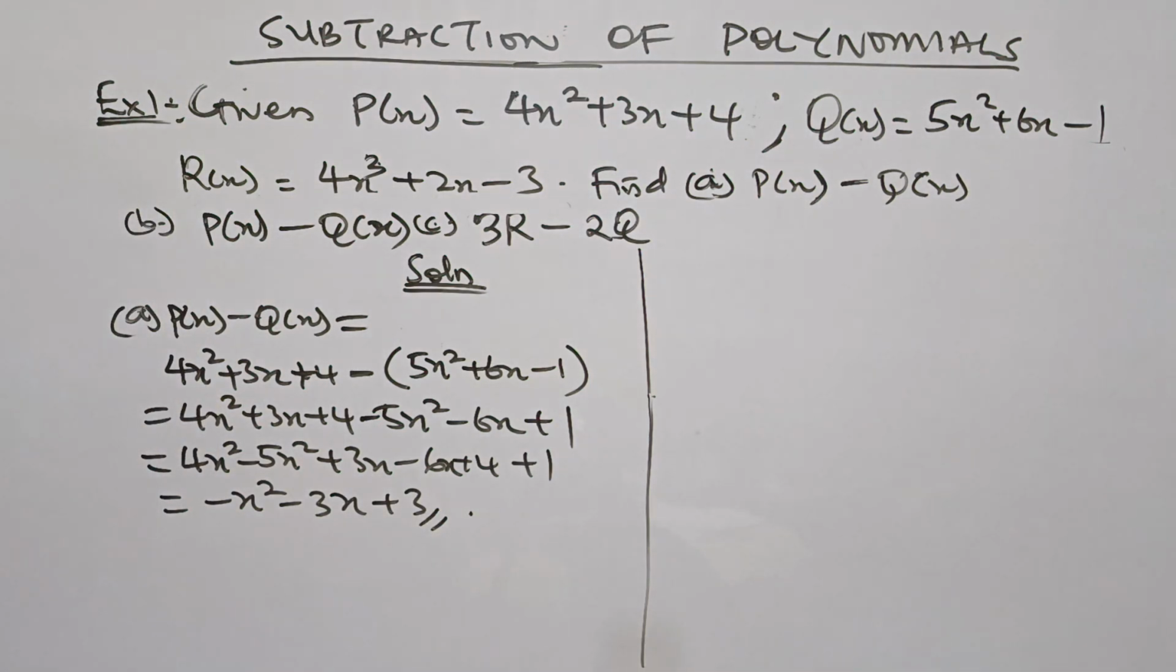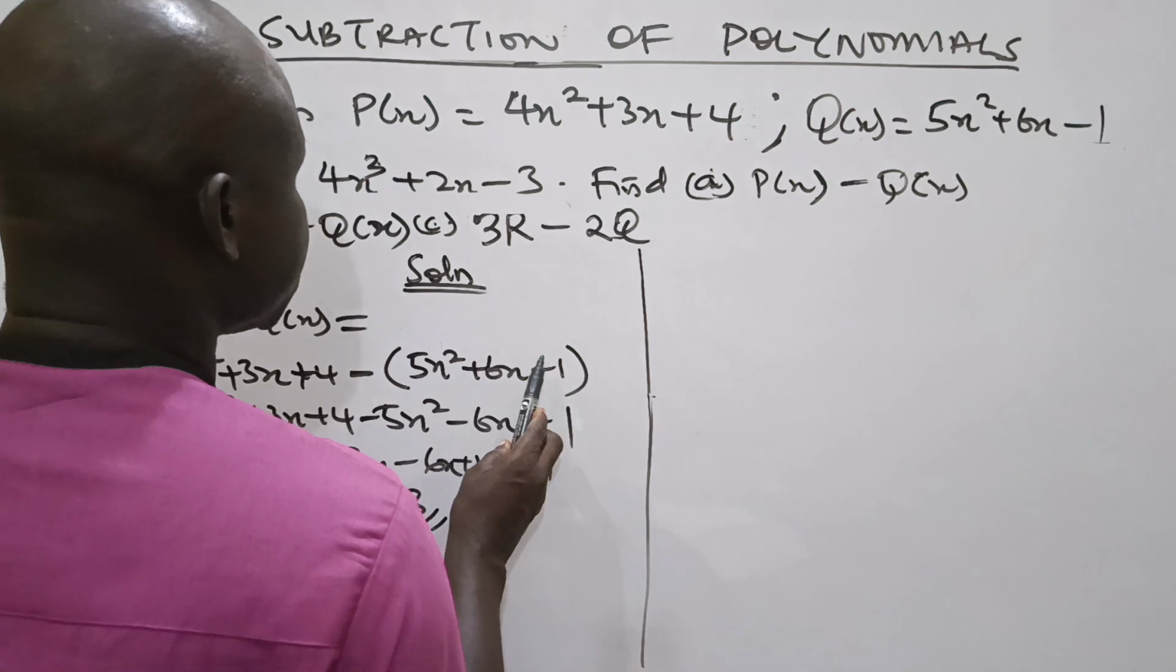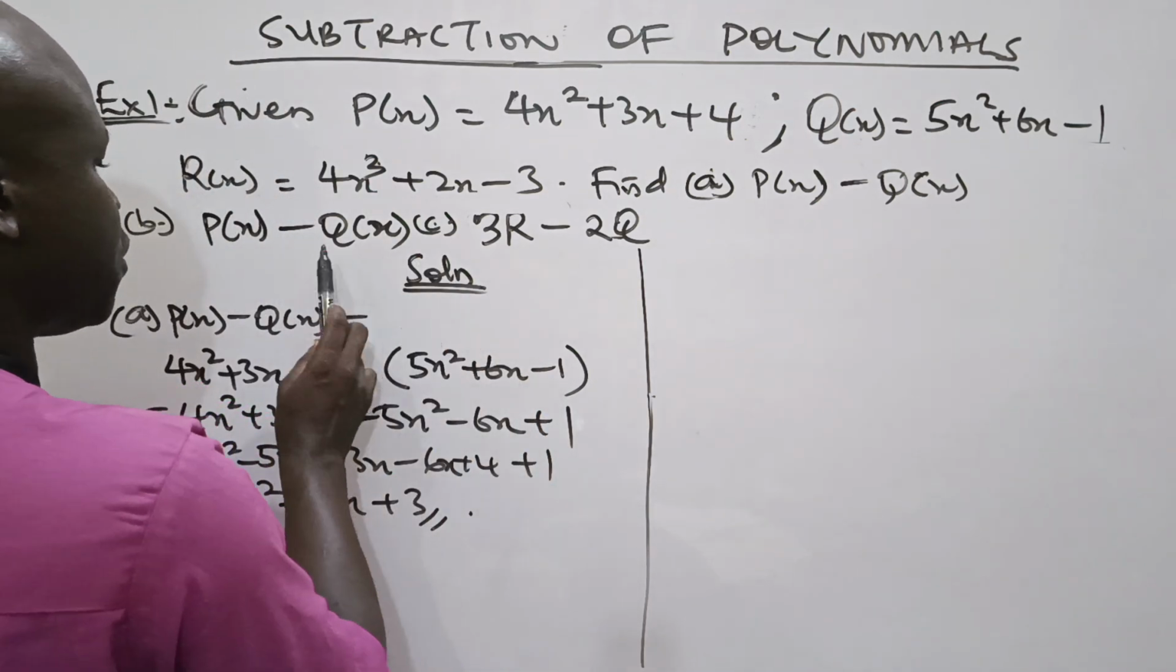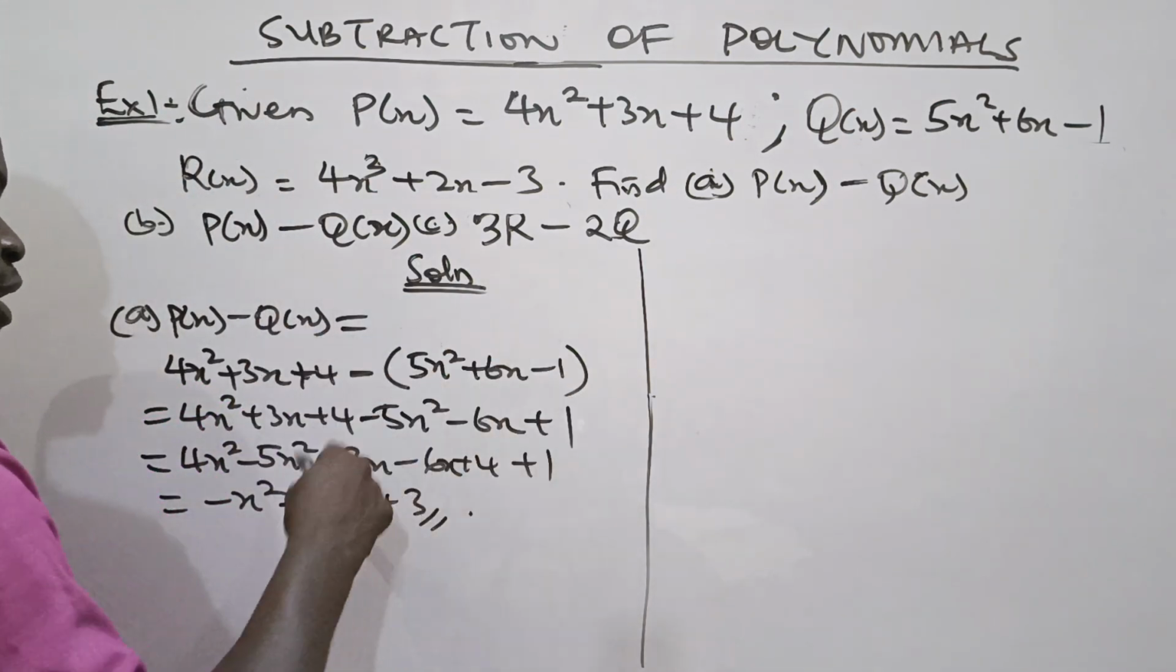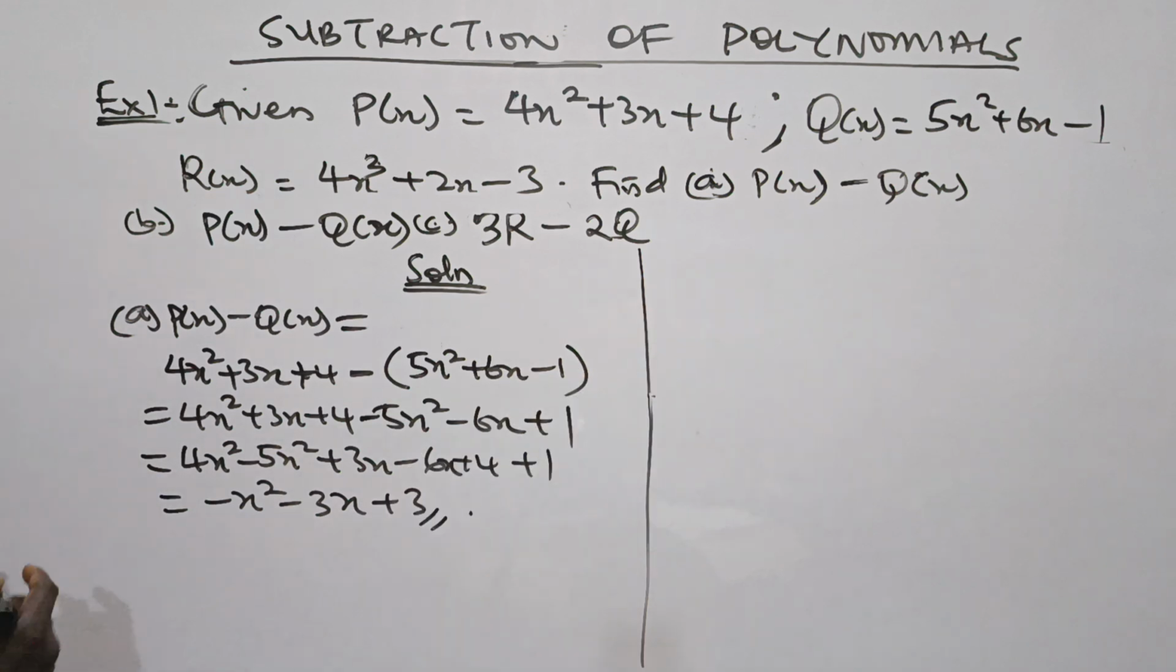So under subtraction, we have to be very careful. It is advisable to put whatever you want to subtract from the first polynomial into bracket, because that minus will control everything that you have there.